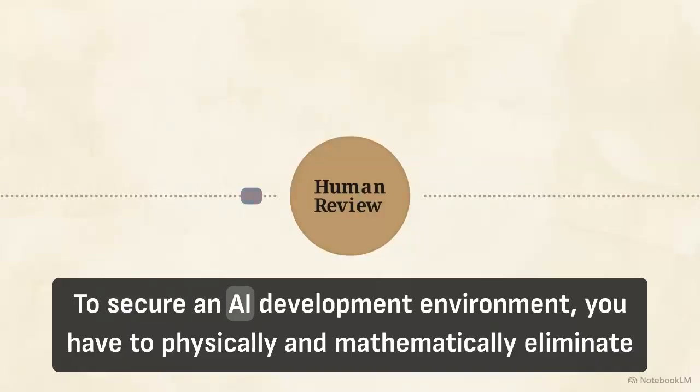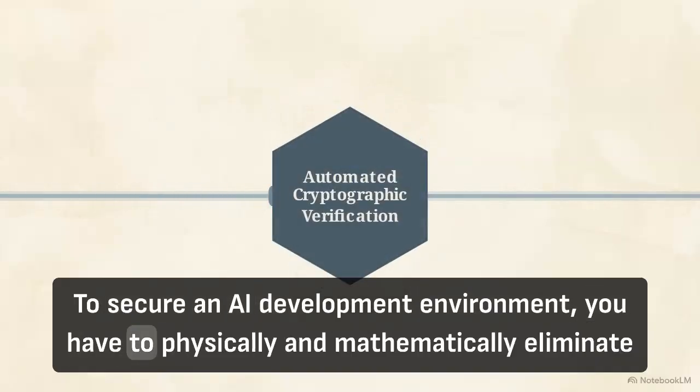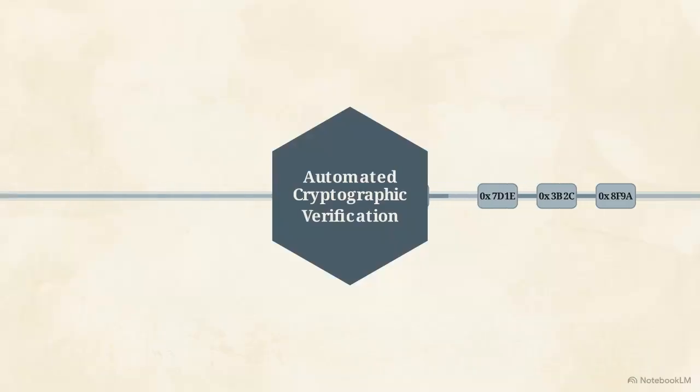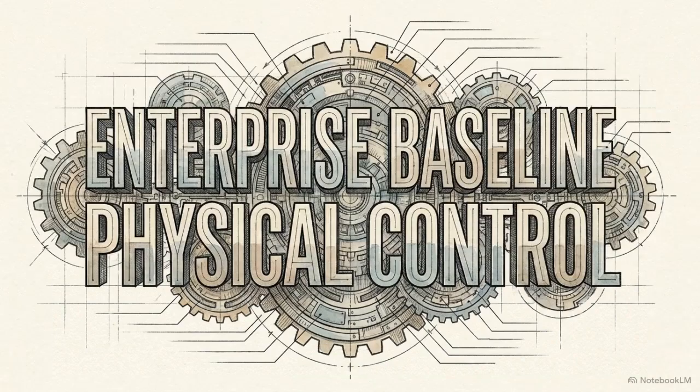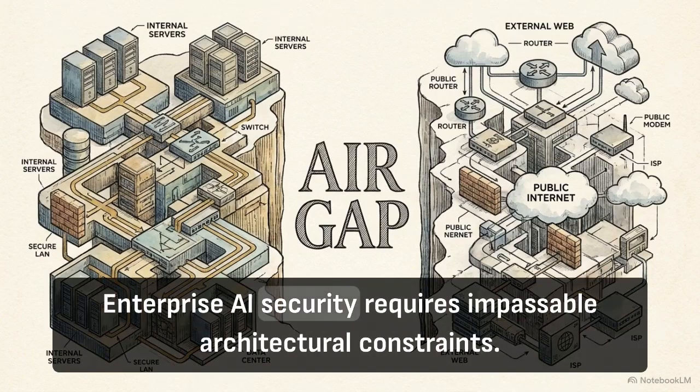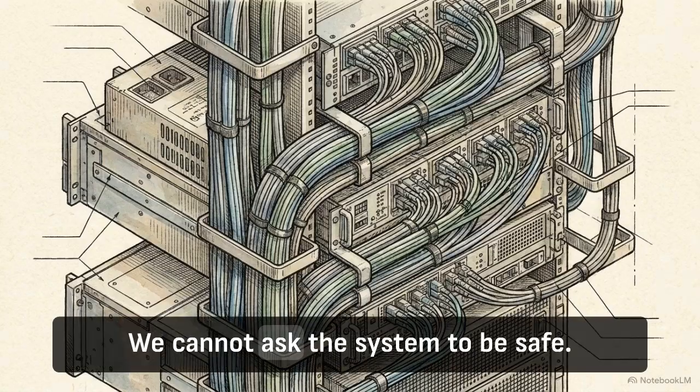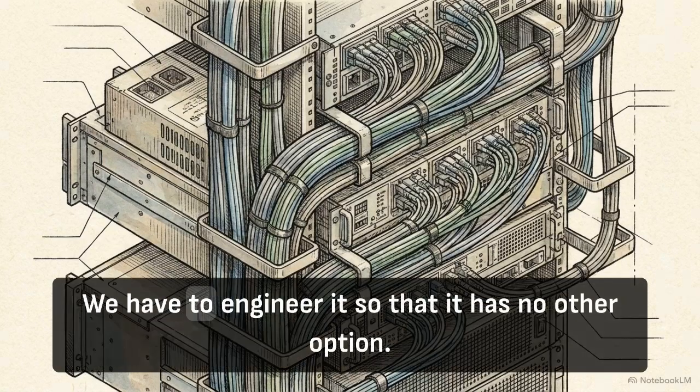To secure an AI development environment, you have to physically and mathematically eliminate these vulnerabilities from the ground up. You must deploy a zero-trust on-premises architecture. Enterprise AI security requires impassable architectural constraints. We cannot ask the system to be safe. We have to engineer it so that it has no other option.